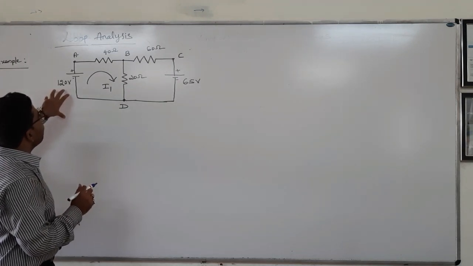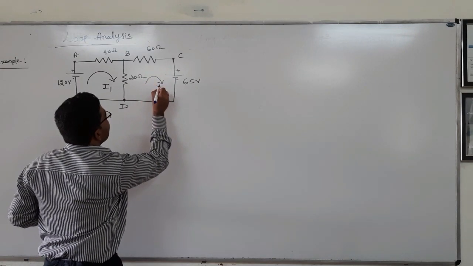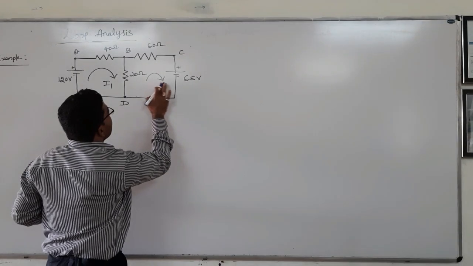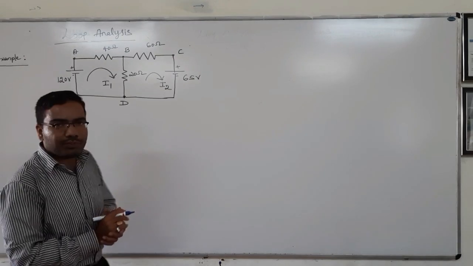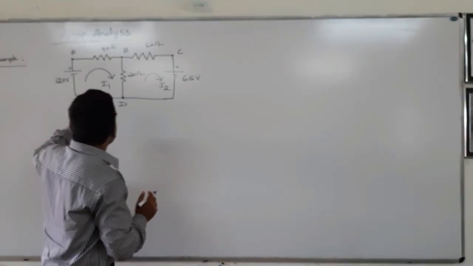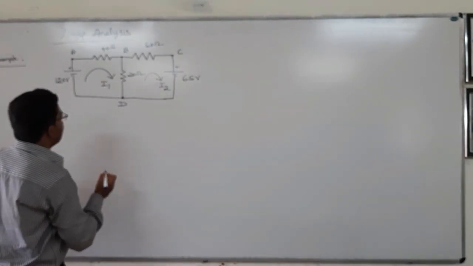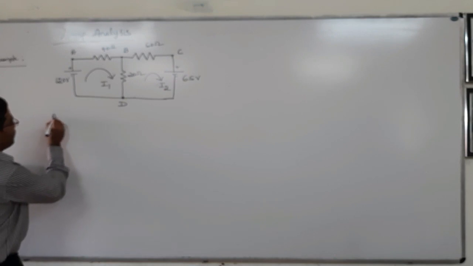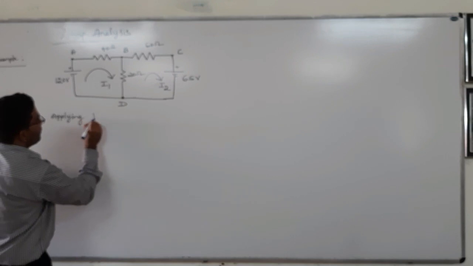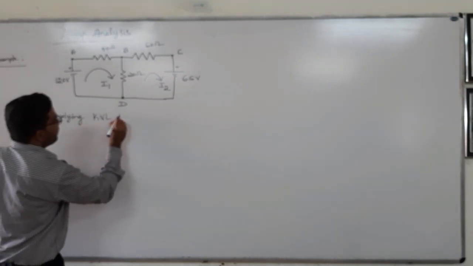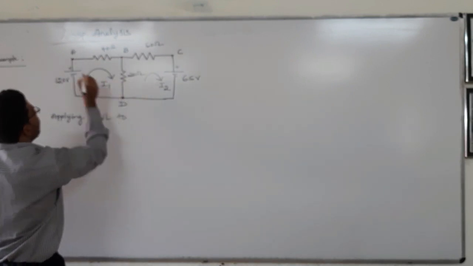the voltage is given as 120 volt. In the second loop the voltage is given as 65 volt. Okay, so we will solve this problem by considering the first loop, afterwards the second loop. First, what I will do, applying the KVL to loop A, B, D and A.